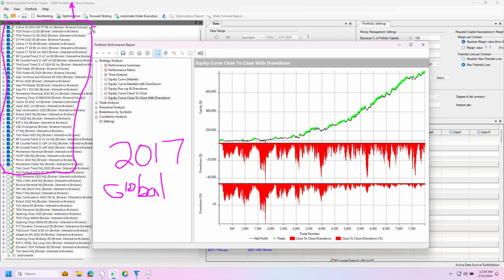The broker here doesn't matter. I'm not using these for automation. They just kind of showed up as Binance or Interactive Brokers. I'm not actually using those brokers in this setup. This is just for a back test, and so the broker doesn't matter.